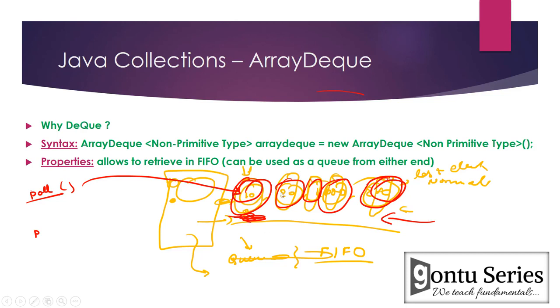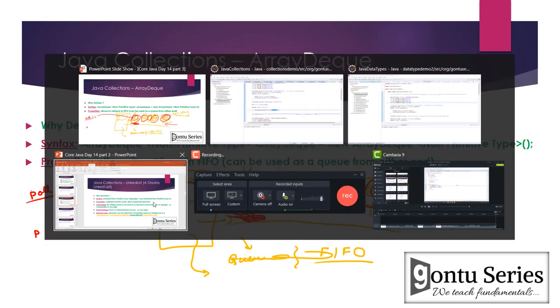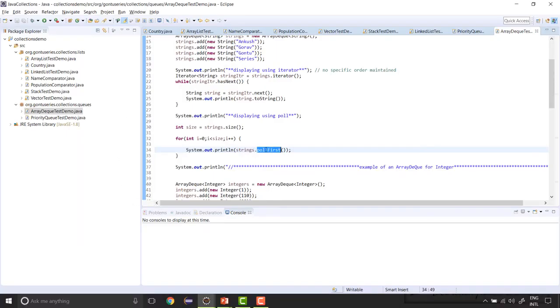When you remove 10, then this becomes the first element. When you remove this, then this becomes the first element. When you remove this, this becomes the first element. When you remove this, this becomes the first element. So that's how it's going to give you results, pollFirst.